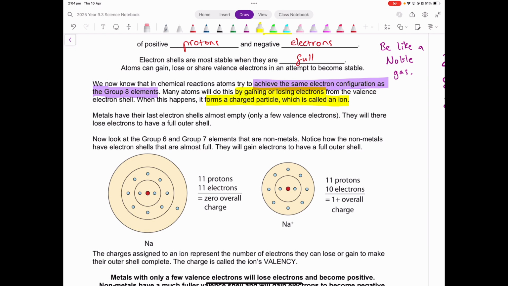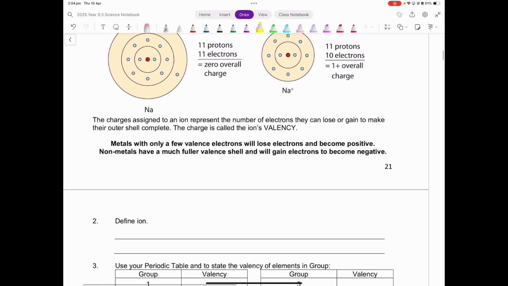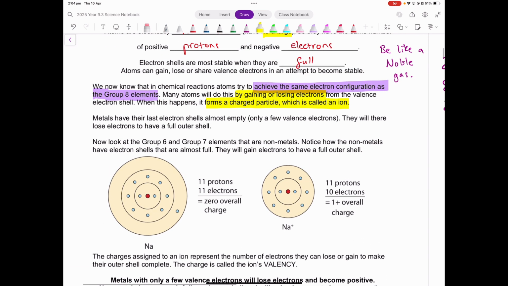So, this next part is really important, but it's actually done way better down the bottom of the page. So we'll read it again and we'll highlight it there. But we're just going to read right now. Metals have their last electron shells, their valence shells, almost empty. Okay? And therefore, they lose those outer electrons. Okay? And we'll talk about why that is in a second. Non-metals, on the other hand, okay, have almost full valence shells. And so they find it easier to gain electrons.